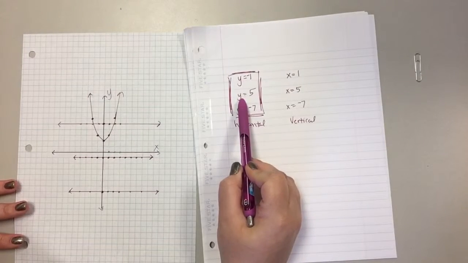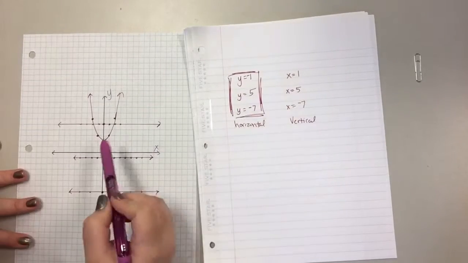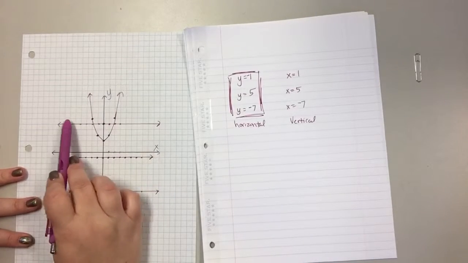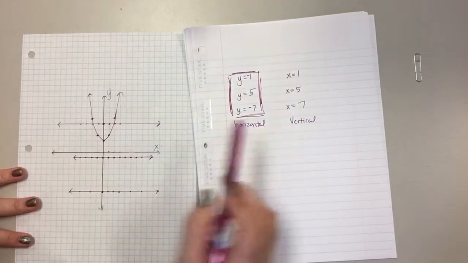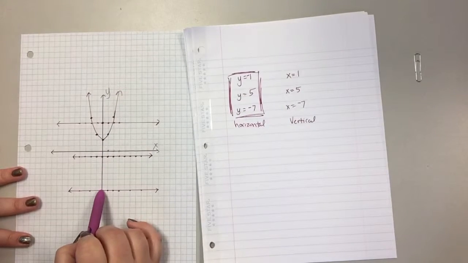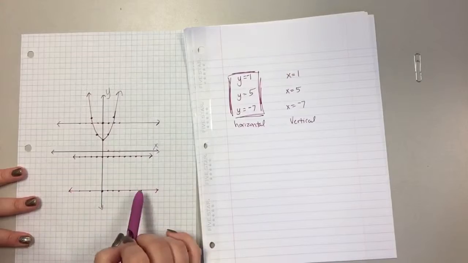Our next y equals line is y equals 5. I went to the origin and then I went up 5. And again, it's going to be a horizontal line straight across the graph. Y equals -7. I went to the origin and I went down 7. And again, this is a horizontal line.